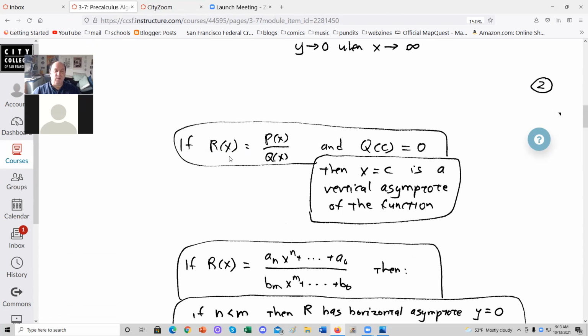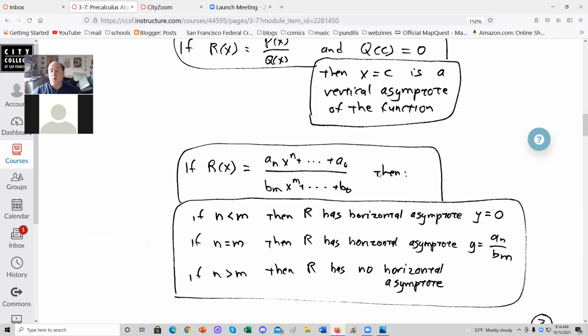Now, if we have a rational function and the denominator is 0 at c, then x equals c is a vertical asymptote, because that's when we're dividing by 0, yielding an infinite value for y. Now, for horizontal asymptotes, it's a little more complicated. We have this nth degree polynomial divided by an mth degree polynomial. Then what happens depends on n, m, a_n, and b_m.